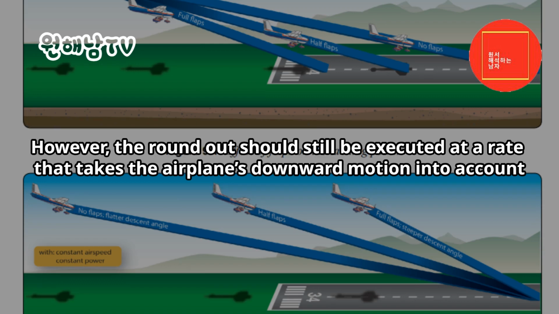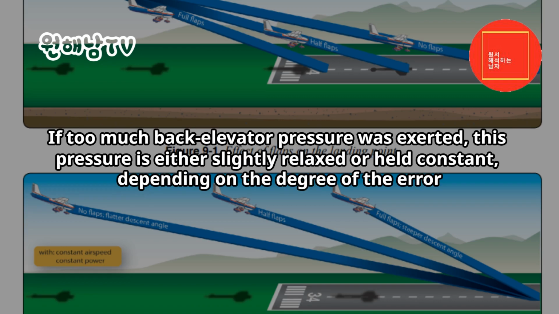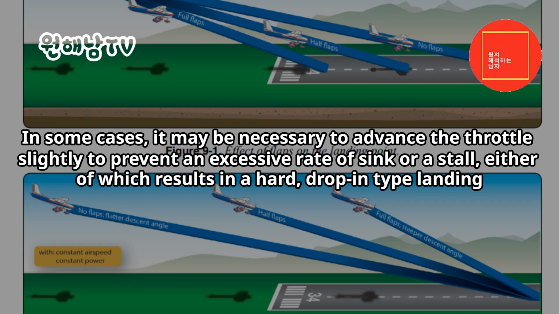However, the round out should still be executed at a rate that takes the airplane's downward motion into account. Once the actual process of rounding out is started, the pilot should not push the elevator control forward. If too much back elevator pressure was exerted, this pressure is either slightly relaxed or held constant, depending on the degree of the error. In some cases, it may be necessary to advance the throttle slightly to prevent an excessive rate of sink or a stall, either of which results in a hard, drop-in type landing.